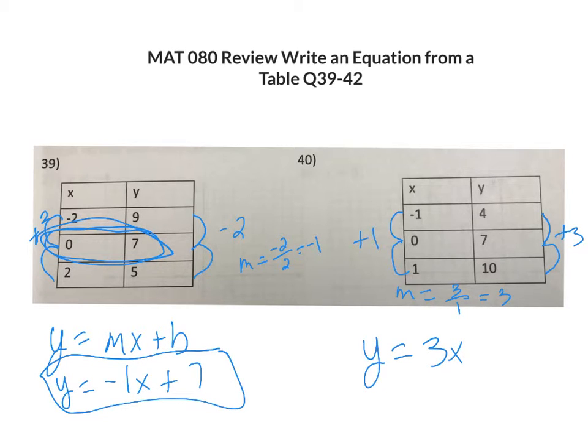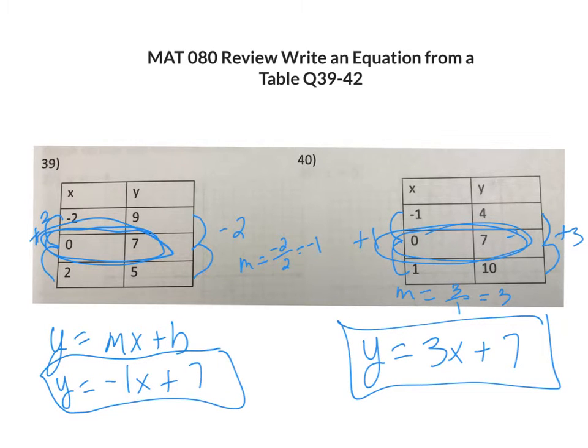Slope is always with x. And look for that y-intercept. What is y when x is 0? We look again, it is also 7. So we're going to put plus 7 here.